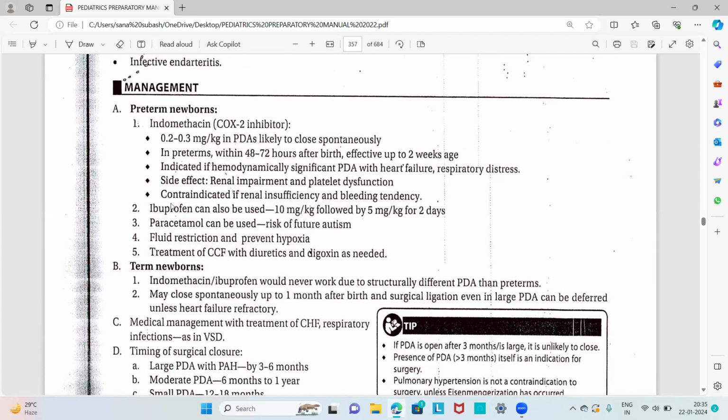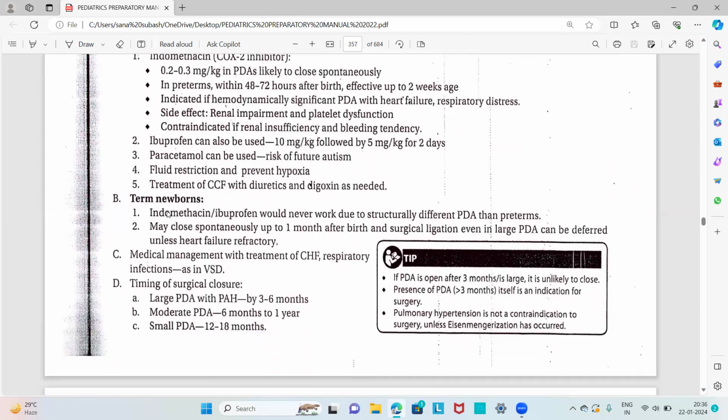The side effects of indomethacin are renal impairment and platelet dysfunction, and it is contraindicated if renal insufficiency and bleeding tendency are present. We can also give ibuprofen 10 milligram per kilogram followed by 5 milligram per kilogram for 2 days. We can also give paracetamol, but there is a risk of future autism. Fluid restriction and prevention of hypoxia are needed. Treat congestive cardiac failure with diuretics and digoxin as needed. In term newborns, indomethacin or ibuprofen would never work because the PDA is structurally different from that in preterms. It may close spontaneously up to 1 month after birth, and surgical ligation, even for a large PDA, can be deferred unless heart failure is refractory.